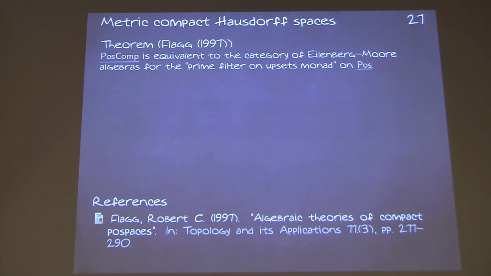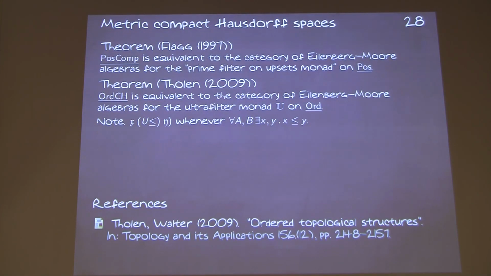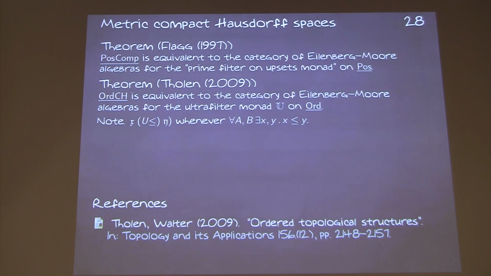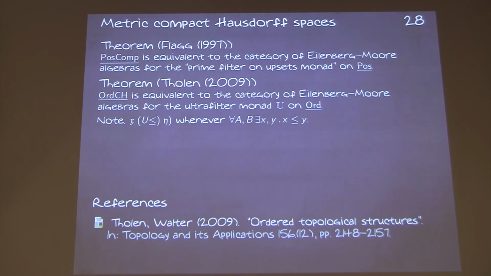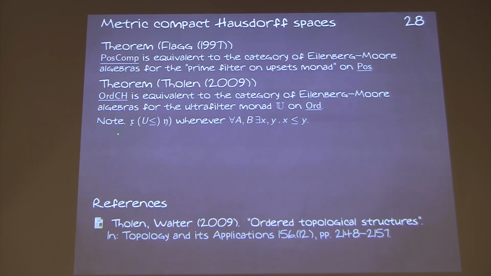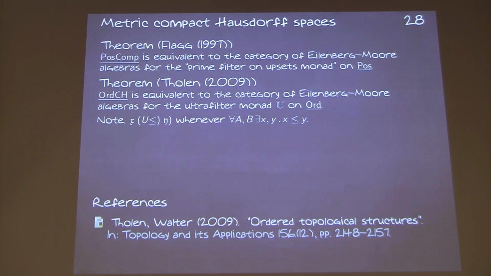Fortunately, there is, due to Walter Tholen, a slightly better description of partially ordered compact spaces as algebras, which now doesn't use this prime filter of upsets monad, but it does use simply the ultrafilter monad. We have to make a little switch here, which I indicated by changing the name of the category. We consider now not partially ordered sets, but just what some people call pre-ordered sets, so we only insist on reflexivity and transitivity. Okay, but now we just have to consider the ultrafilter monad. I indicated here how to extend it to ordered sets. The order relation on ultrafilters is defined like this: for all, exists. Now this is relatively easy to translate to metric spaces.